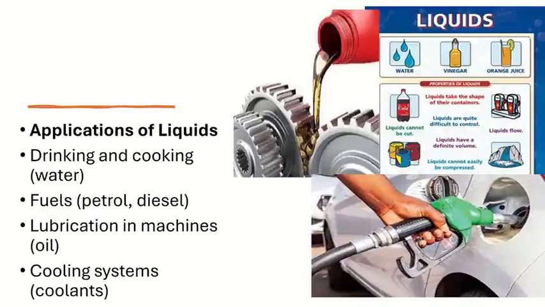Now, applications of liquids. What do we use liquids to do? If it is not poisonous, we drink them. We use some for cooking, like water. Some serve as fuel, petrol and diesel. Some are also used as lubricants in machines. As we can see, the man is pouring oil on the gears so that the friction can be what? Reduced. Also, someone is filling his car with fuel so that he can move.